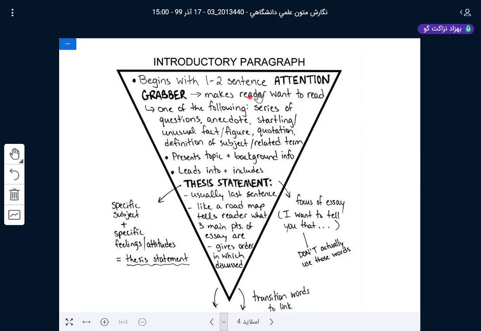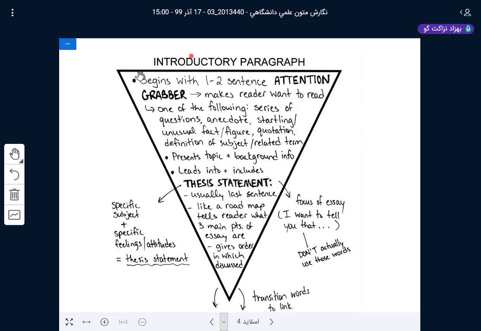So it begins with one or two sentences, and we call it the attention grabber. And this makes the reader want to read because it is interesting. It is a statement in the form of opinion rather than a fact. Okay, it's not a fact, it's an opinion, and it makes the reader want to read on. So, in the attention grabber, we can just use a question, an anecdote, we can startle our reader with an unusual fact, figure, quotation, statistic, or definition of the subject, and relate them to the thesis statement.